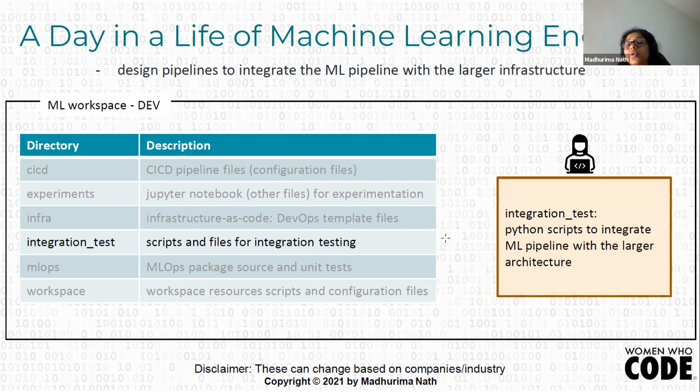Integration test is where you would put all your scripts and files to make sure that the ML pipeline is working well all together with the data input and the data output pipeline. So that's where you will put all the scripts to test those integrations. Basically, you don't want the machine learning model, or whatever statistical model you have built, to be standalone. You want everything to be nice and smooth and all connected. So that's where you would put all the test scripts.